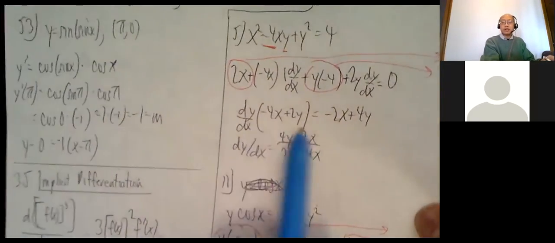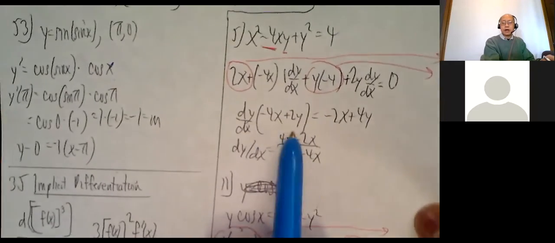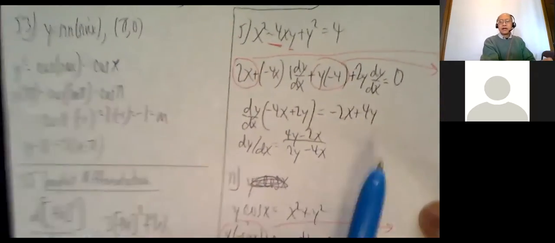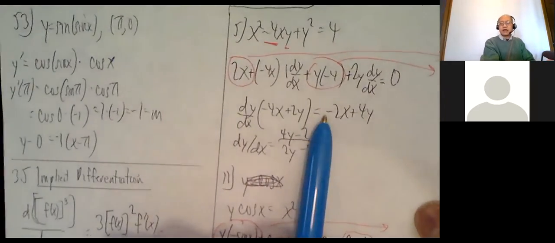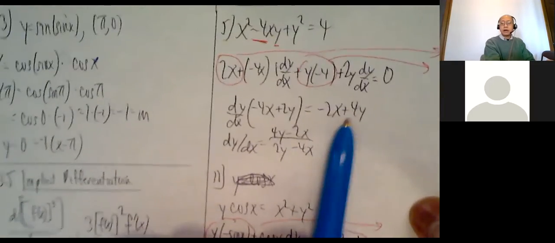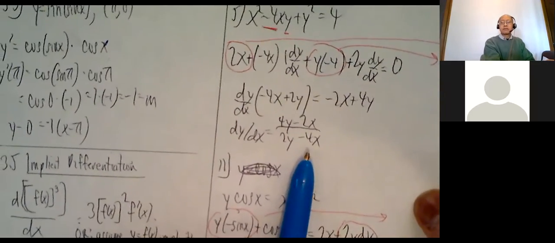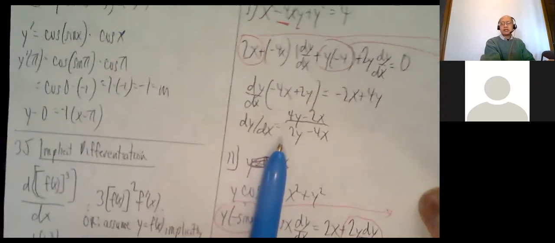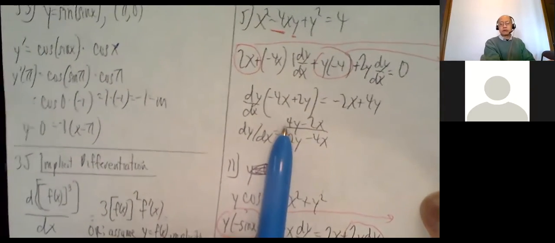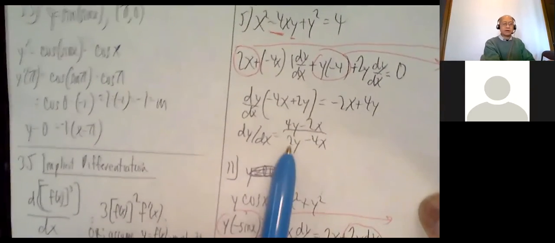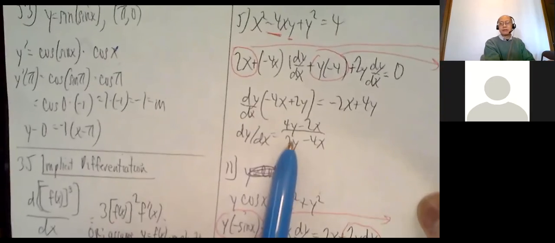And now just divide both sides by negative 4x plus 2y, and I rewrite it. It's a little bit easier to write the positive and then the negative. It's one less symbol. Okay, so I write that as 4y minus 2x divided by 2y minus 4x. Okay, I'll let you stop there, although technically you could factor out a 2, right, and simplify further, but again, it's one of those where it's probably not worth it.